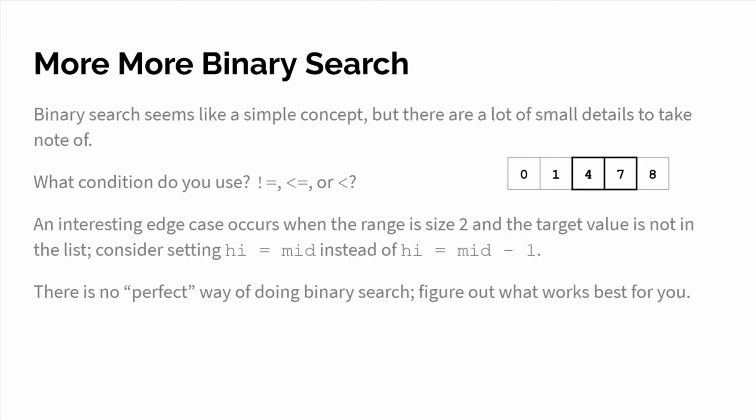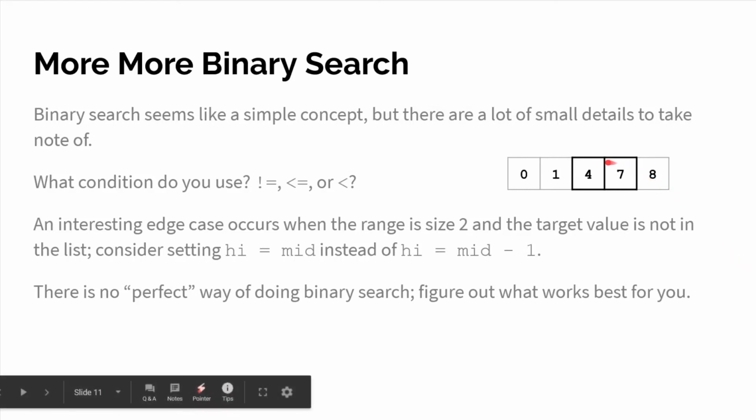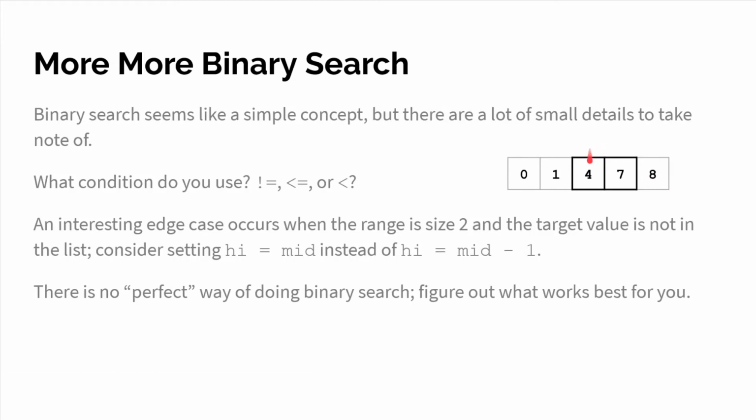We should also consider an interesting edge case that occurs when the range is size 2 and the target value is not in the list. This happens because when the range is of size 2, low actually turns out to equal mid. For example, we have this small array here. Let's assume the binary search has reduced it down to these two values, and we were searching for the number 3. Unfortunately, this number isn't in the list. So here we have index 0, index 1, index 2. Our low would be index 2, our high would be index 3.